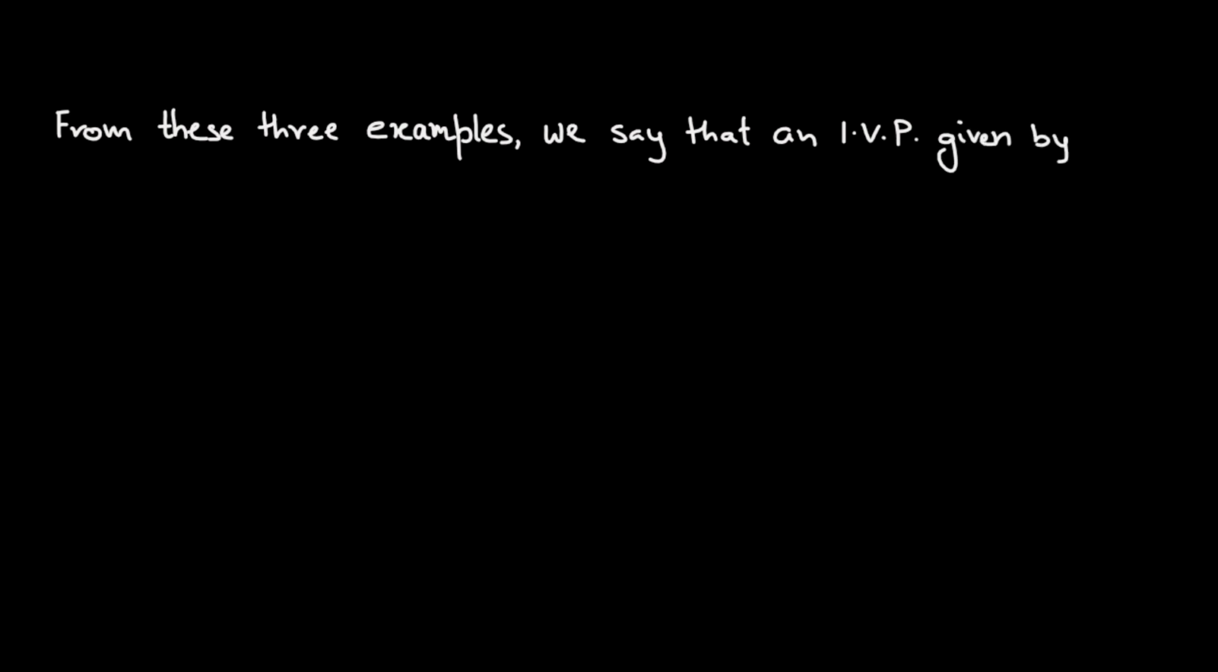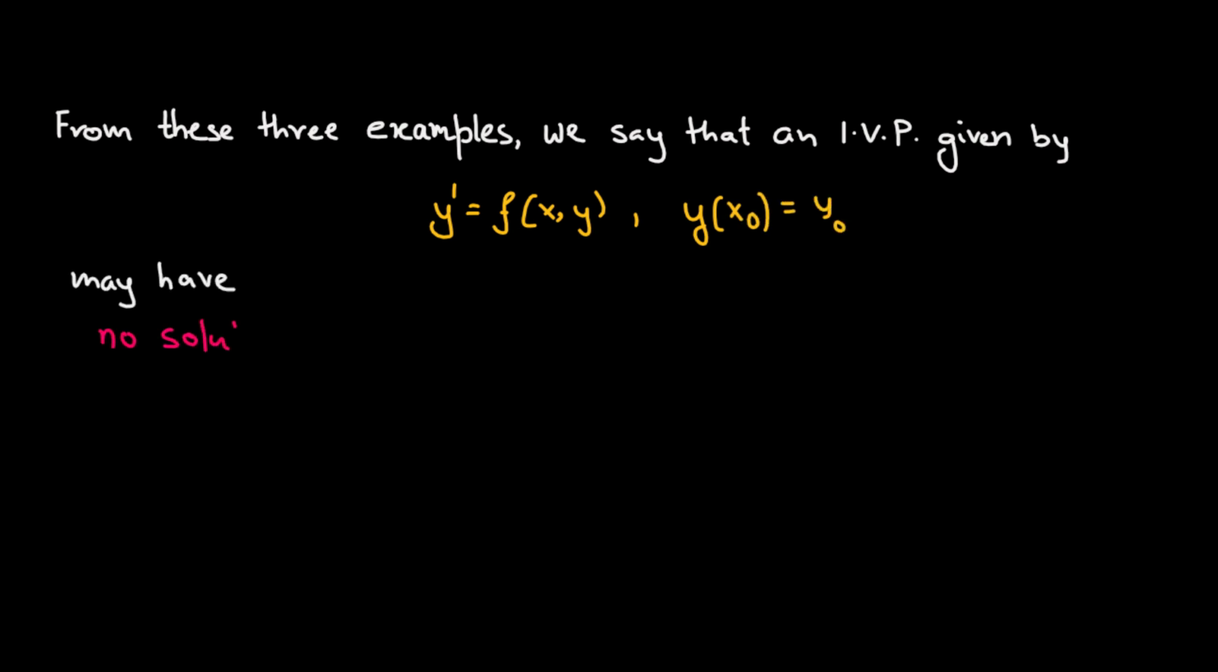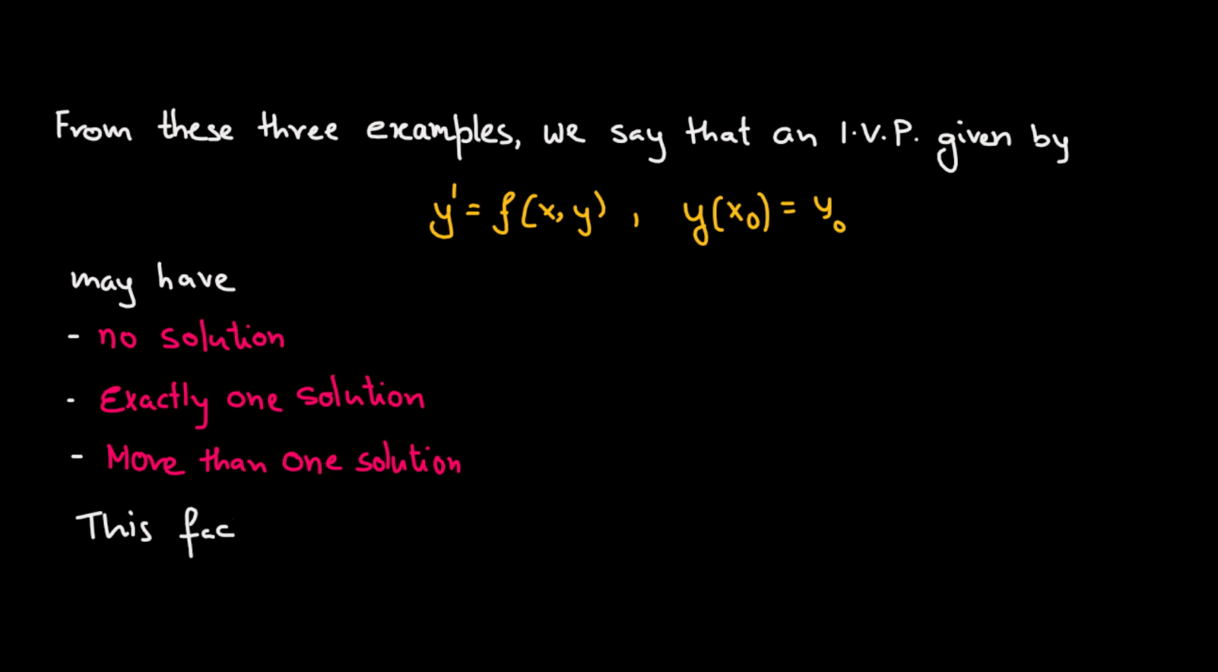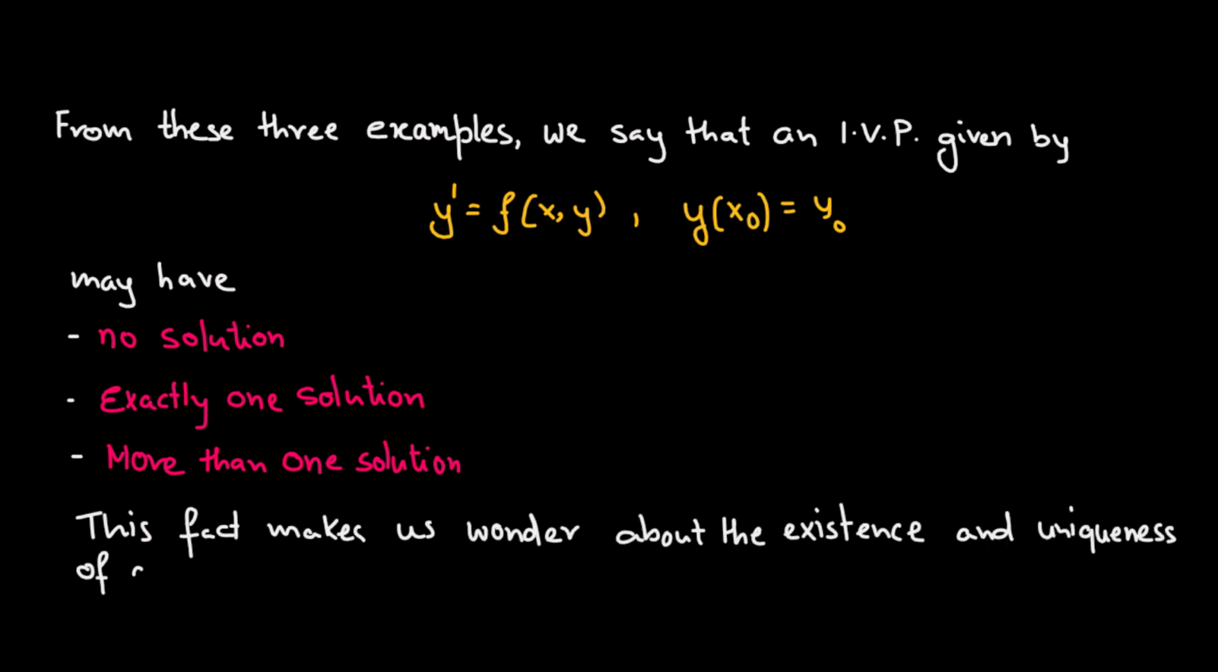From these three examples, we see that an initial value problem given by y prime equals f(x, y) with the initial condition y(x0) = y0 may have no solution, exactly one solution, or more than one solution. This fact makes us wonder about the existence and uniqueness of a solution.